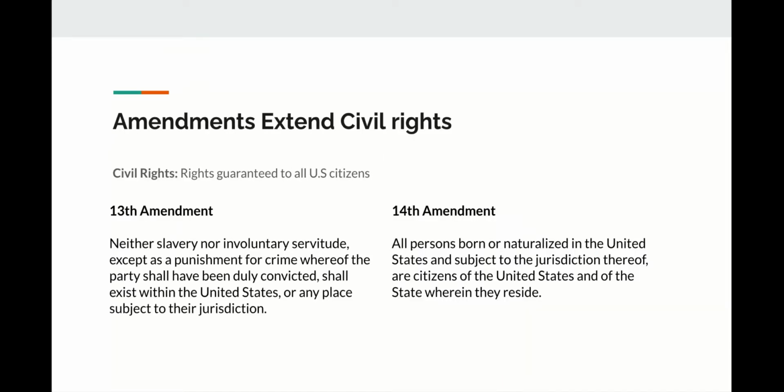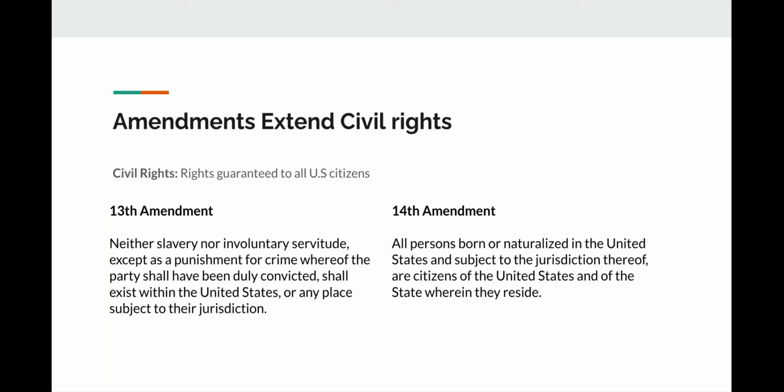Amendments extend civil rights. So civil rights are the rights guaranteed to all U.S. citizens. The first amendment that has to do with civil rights is the 13th Amendment, which states that neither slavery nor involuntary servitude, except as a punishment for crime whereof the party shall have been duly convicted, shall exist within the United States or any place subject to its jurisdiction. So this law basically means that there is an end to slavery.